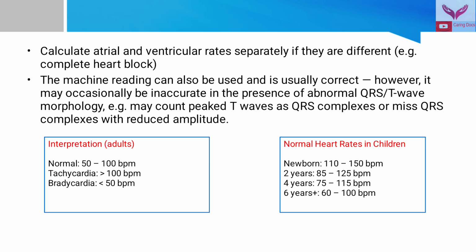In normal adults, the heart rate is between 50 to 100 beats per minute. When it is more than 100 beats per minute, we call it tachycardia. When it is less than 50, we call it bradycardia. In children, the normal heartbeat is 110 to 150. For 2-year-old children, the normal heart rate is 85 to 125 beats per minute, for a 4-year-old child it is 75 to 115 beats per minute, and for a 6-year-old child it is between 60 to 100 beats per minute.